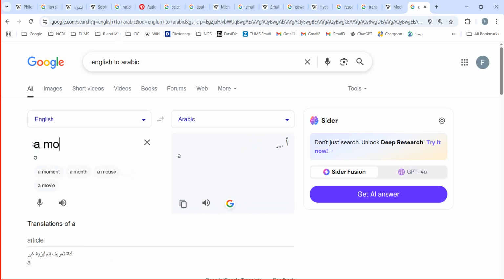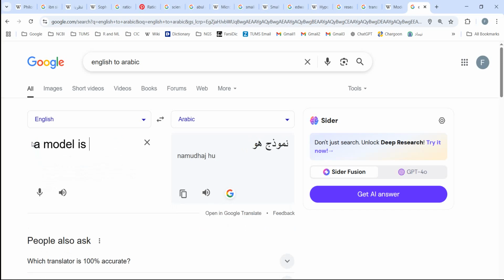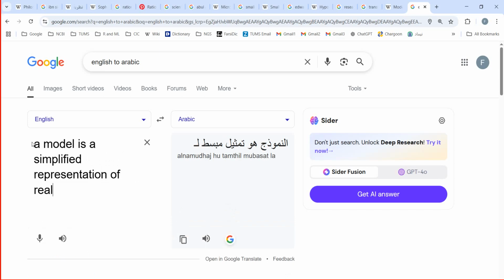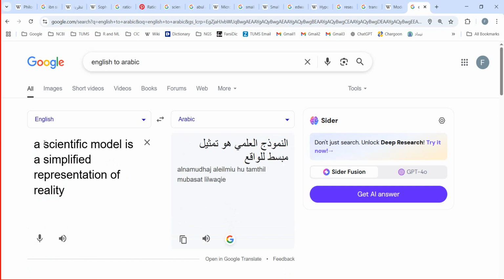So a model is a simplified representation of reality. Okay, a model. By model, نموذج here means scientific model. Let me say, a scientific model, okay, is a simplified representation of reality. It's different from reality.